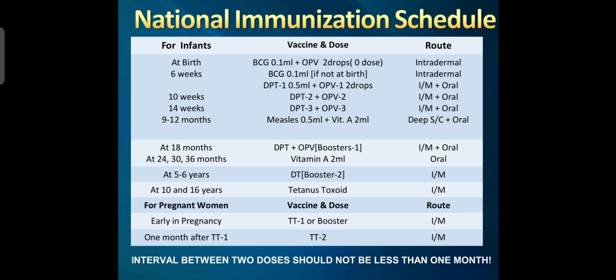So this is the immunization schedule for everyone. Till their age of 16, they have to go for all these vaccines according to the schedule. With this, we have completed the universal immunization program.